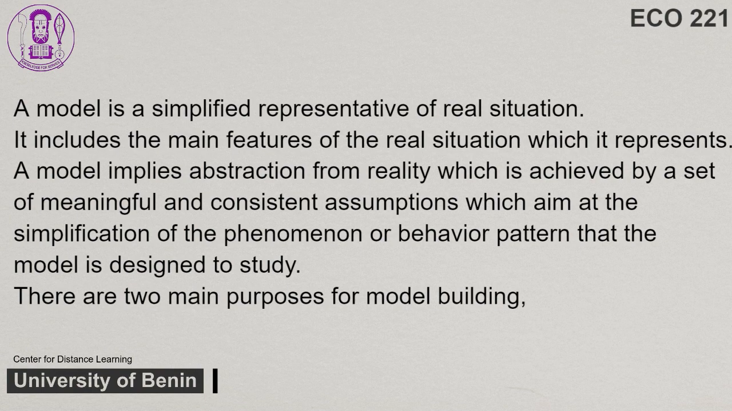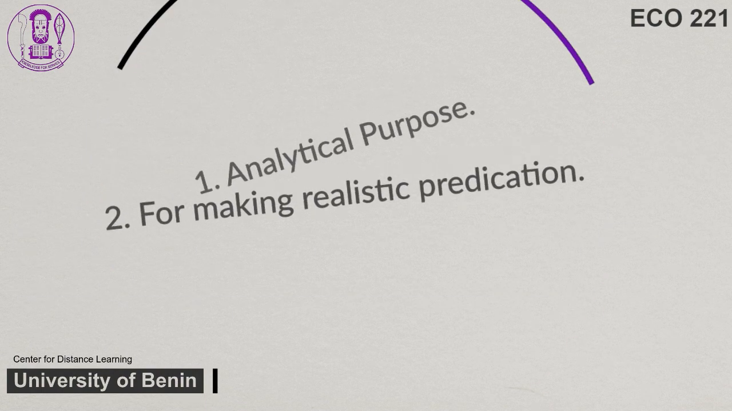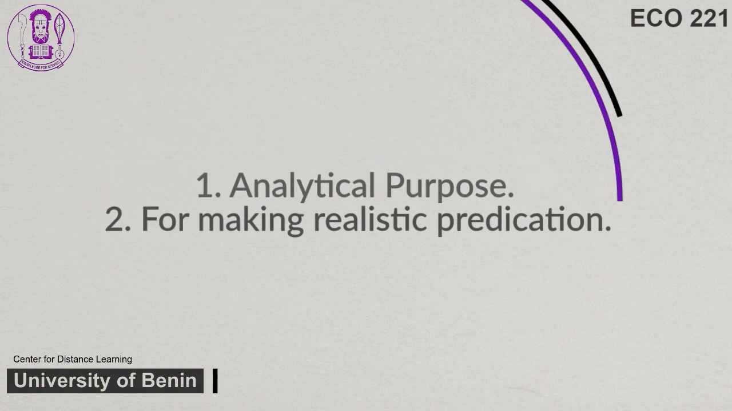A model implies abstraction from reality, which is achieved by a set of meaningful and consistent assumptions which aim at the simplification of the phenomenon or behavior pattern that the model is designed to study. There are two main purposes for model building. 1. Analytical purpose. 2. For making realistic predictions.